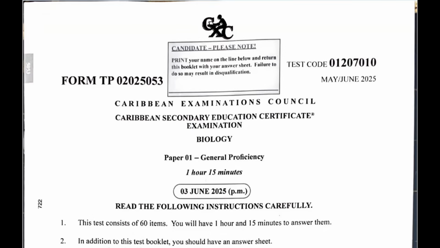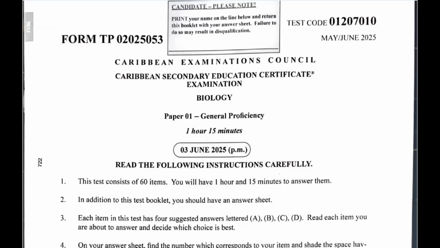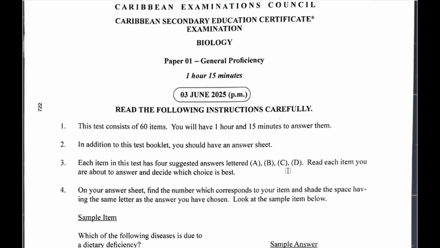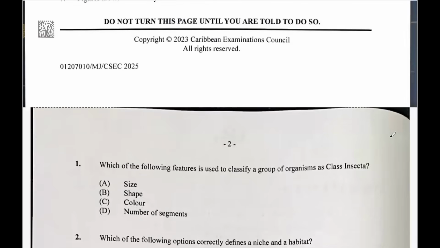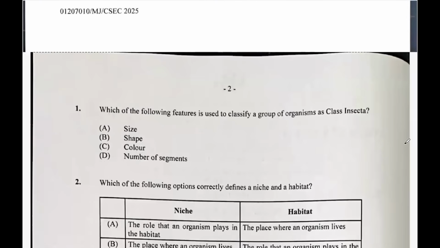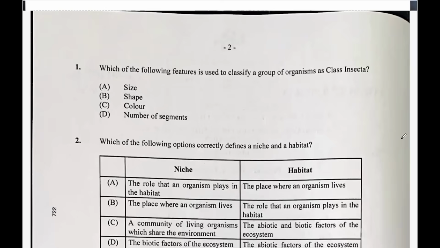A review of the paper 1 for biology, June 2025. This is the most recent exam from CSEC Biology, and we're going to do the 60 questions that comprise this exam. I am Principal Roach, taking you through this exam paper, and we begin with question 1.